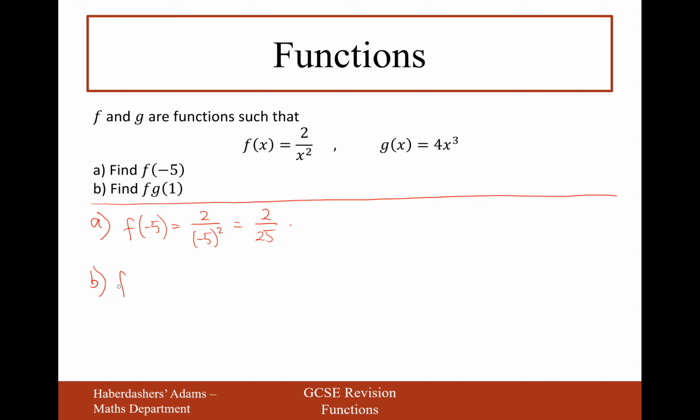Moving on to part B, it's fg of 1. So I put 1 into the g function first, because it's closest to the 1. So 1 substituted in here would be 1 times 4 is 4. And then 4 into the f function next, so it's going to be 2 over 16, or 1 over 8 as a simplified fraction.